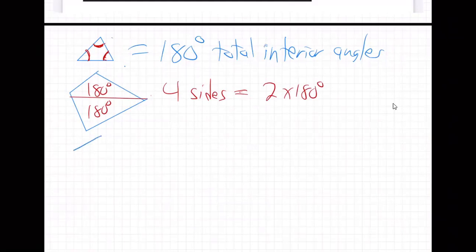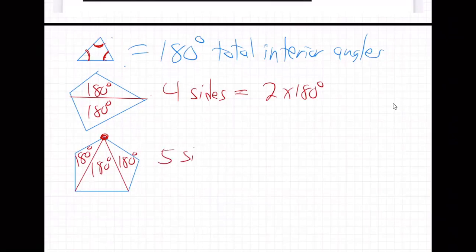And then what if we go to a 5-sided shape? 1, 2, 3, 4, 5. Can we do the same thing? We can. Start with one dot and start making diagonals. Boom, boom. What we're doing is breaking it into triangles. So if you have 5 sides, then you have 3 180s, don't you? 3 triangles are in there.